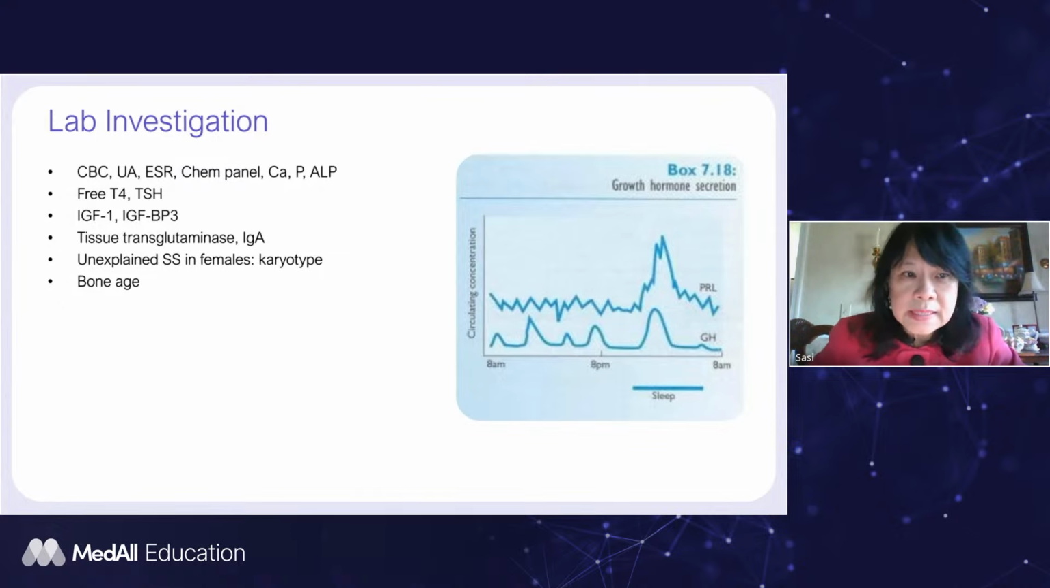To screen for celiac disease, we do tissue transglutaminase with IgA. And in girls with unexplained short stature, we need to do a karyotype to rule out Turner syndrome. And checking a bone age X-ray by getting an X-ray of the left hand will also help assess skeletal maturation.